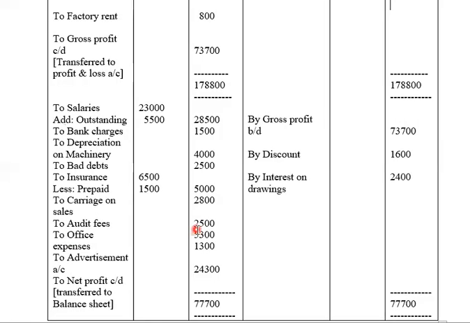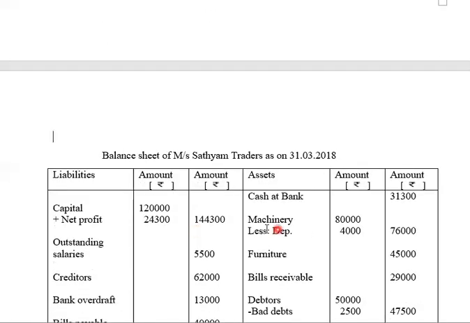So first, machinery will be shown on the asset side of the balance sheet as machinery 80,000 less depreciation. 10% of 80,000 is 8,000. We need to calculate depreciation at the rate of 5%, which will be half of it, which is 4,000. So subtracting 4,000 from 80,000, we will be left with an amount of 76,000. So the value of the machinery was 80,000. Now it has become 76,000 because we are providing depreciation on machinery at 5%.